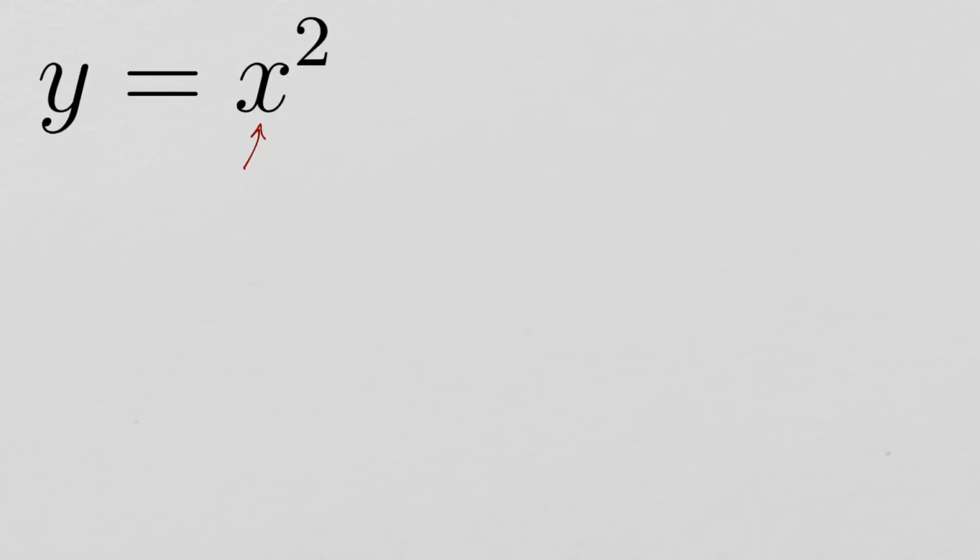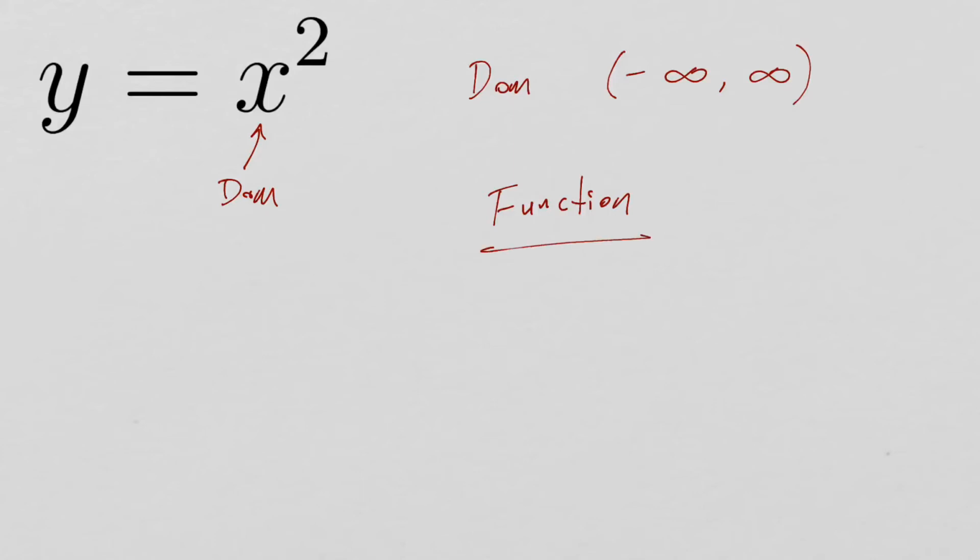This is our domain value. So there's no restriction on the inputs that I can supply. So my domain is negative infinity to infinity. This is a function because for any single x value that I put in, I can only get a single y value out. I'm not going to get two different y values for the same given input value of x. So this is a function.